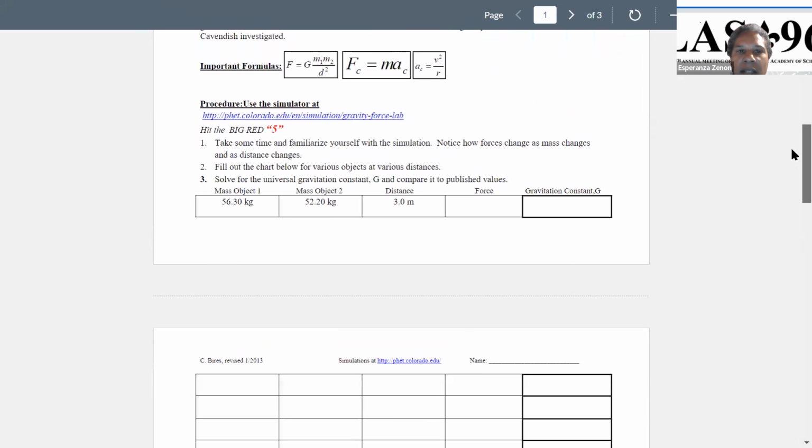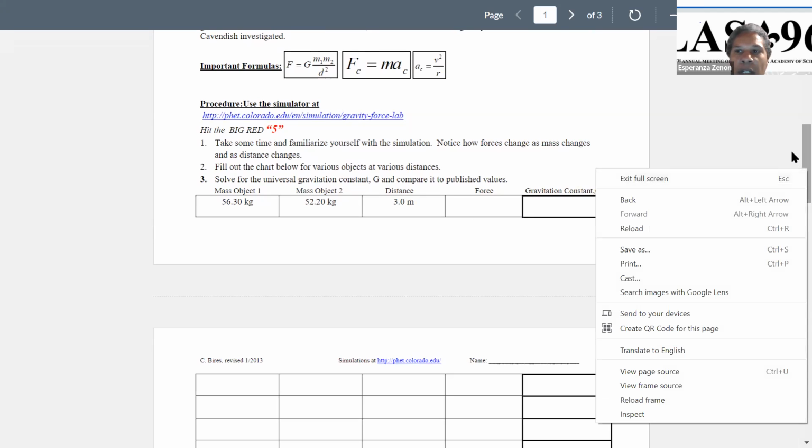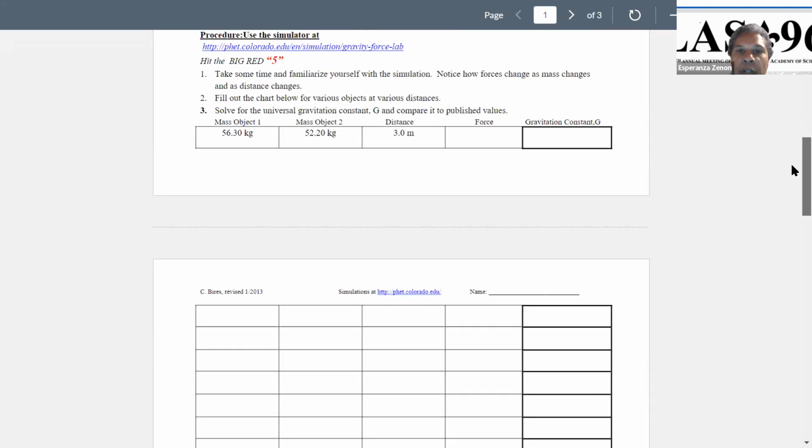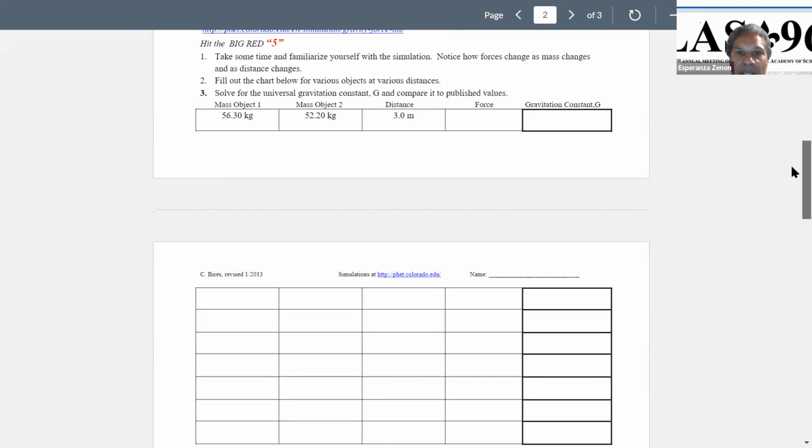changing the distances and the masses, getting the force from the simulator, and then using it to calculate the gravitation constant, okay? So that's what you're going to do for this first table. You put in the mass values, you put in the distance values by changing it on the simulator. It gives you the force, and then you use that to calculate the gravitation constant, all right?